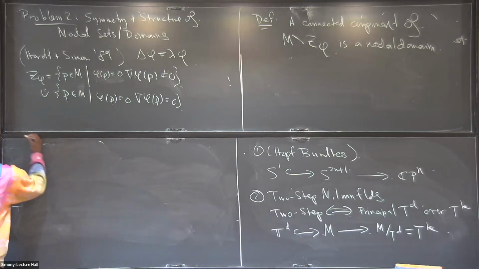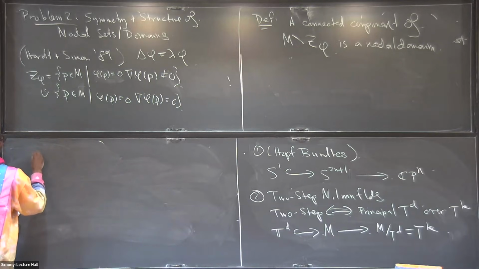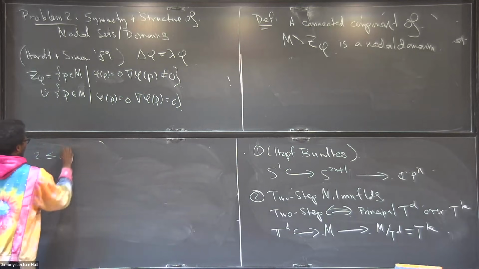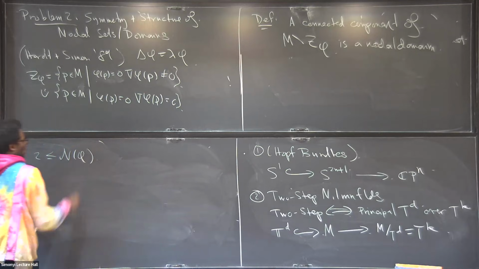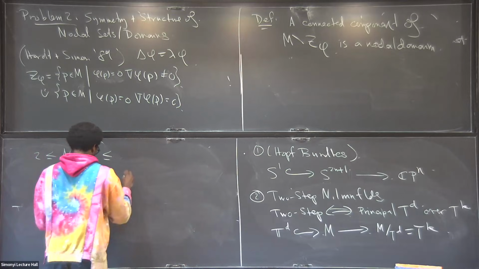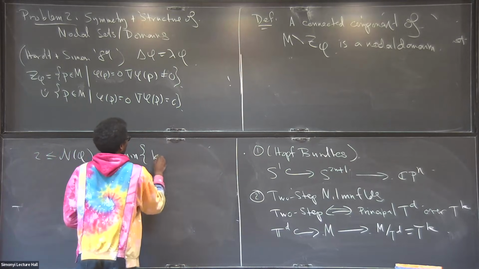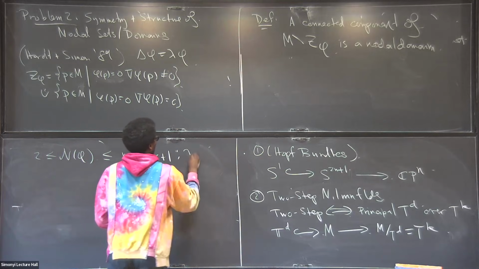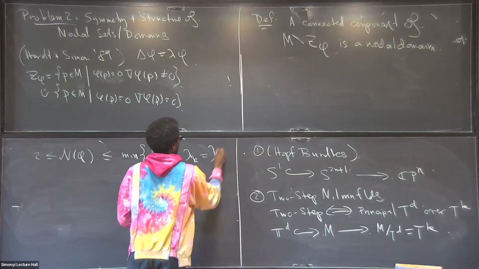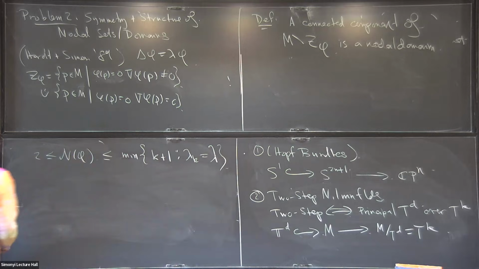Right, so I just said that in general, if you have a non-constant Laplace eigenfunction, and I let N(phi) be its nodal count, then we know from the nodal domain theorem that this is bounded above by this quantity here.